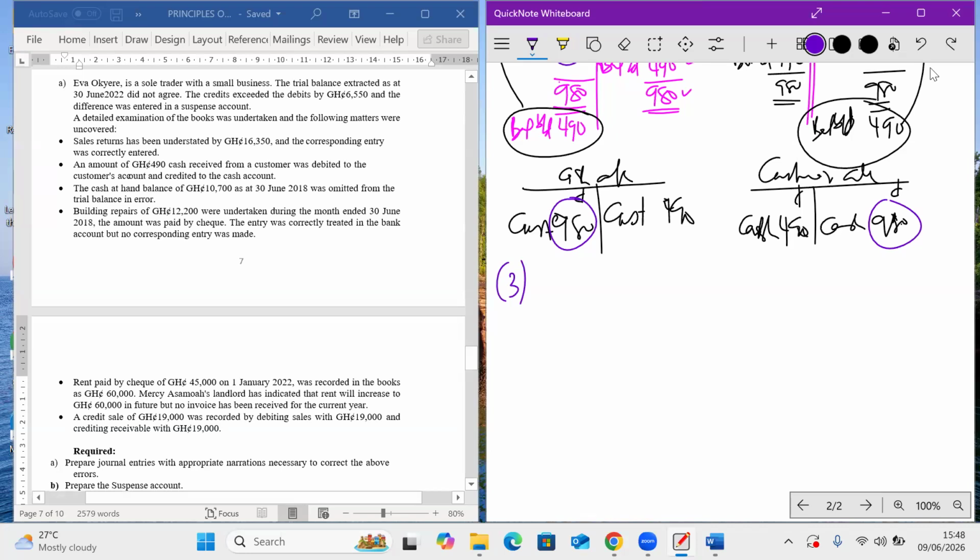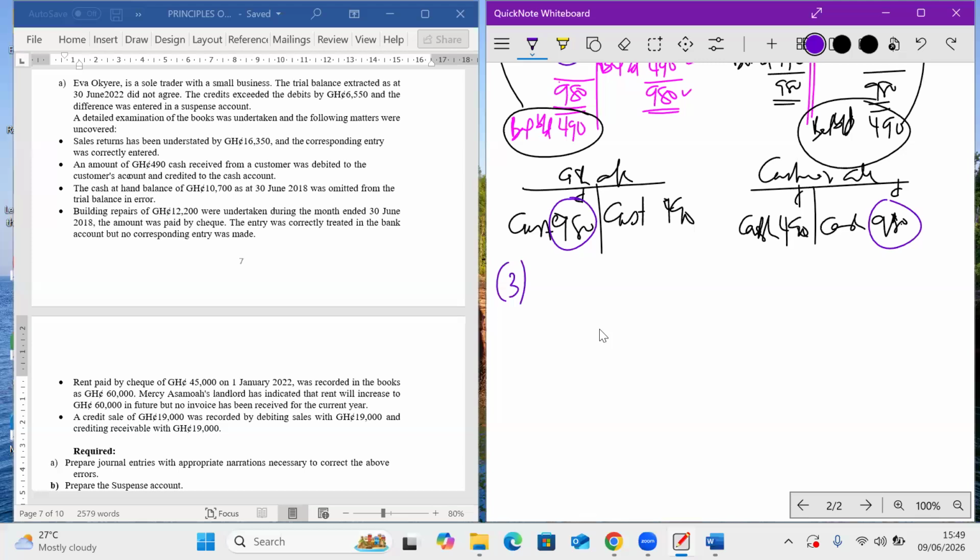You can watch it. We've done the theories. The theories are the correction of errors and the types. We've done other theories such as the elements of the financial statement, ALICE: assets, liability, income, capital, expenses. So if they should feature anywhere, they should be able to do it. We've done some day books theories.